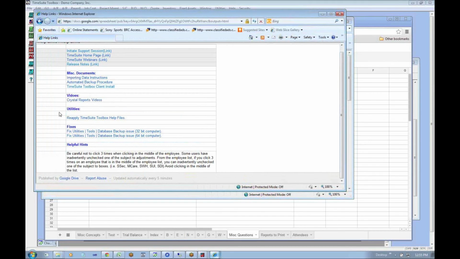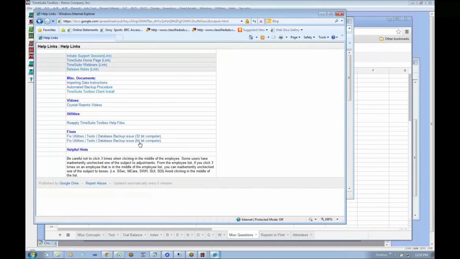The videos link is there. Reapply TimeSuite Toolbox help files, if we have a help file update or you want to make sure you have the latest version. And then fixes: sometimes people will click utilities, database backup, and it won't work. There's a 32-bit fix, there's a 64-bit fix. I think we came across a situation where one of the 64-bit fixes didn't work, and we had to adjust it a little bit. We figured out what needed to happen. I'm not sure that's posted up there. So if you have any issues, just call in.